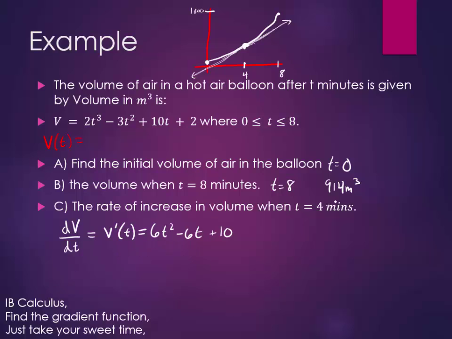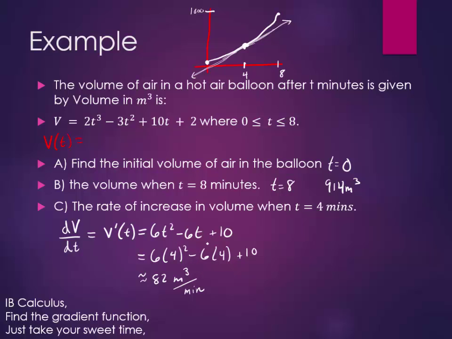That's the rate of change, but we're talking about 4 minutes. So what would our rate be? It's equal to 6 times 4 squared minus 6 times 4 plus 10, and we get about 82. Since this is a rate, it is volume over time, so the rate is 82 cubic meters per minute that it's increasing.